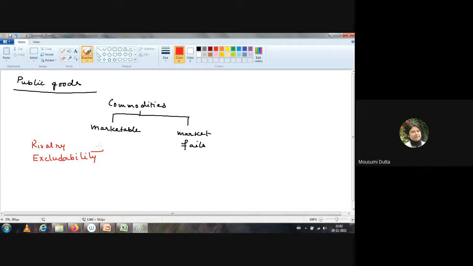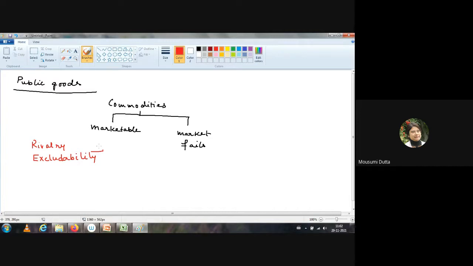If the consumption is rival in nature, then we will like to pay for the commodity. So consumption should be rival in nature, and there should be a chance of excluding others while I am paying for the commodities. If these two properties hold, in that case, a market will exist.